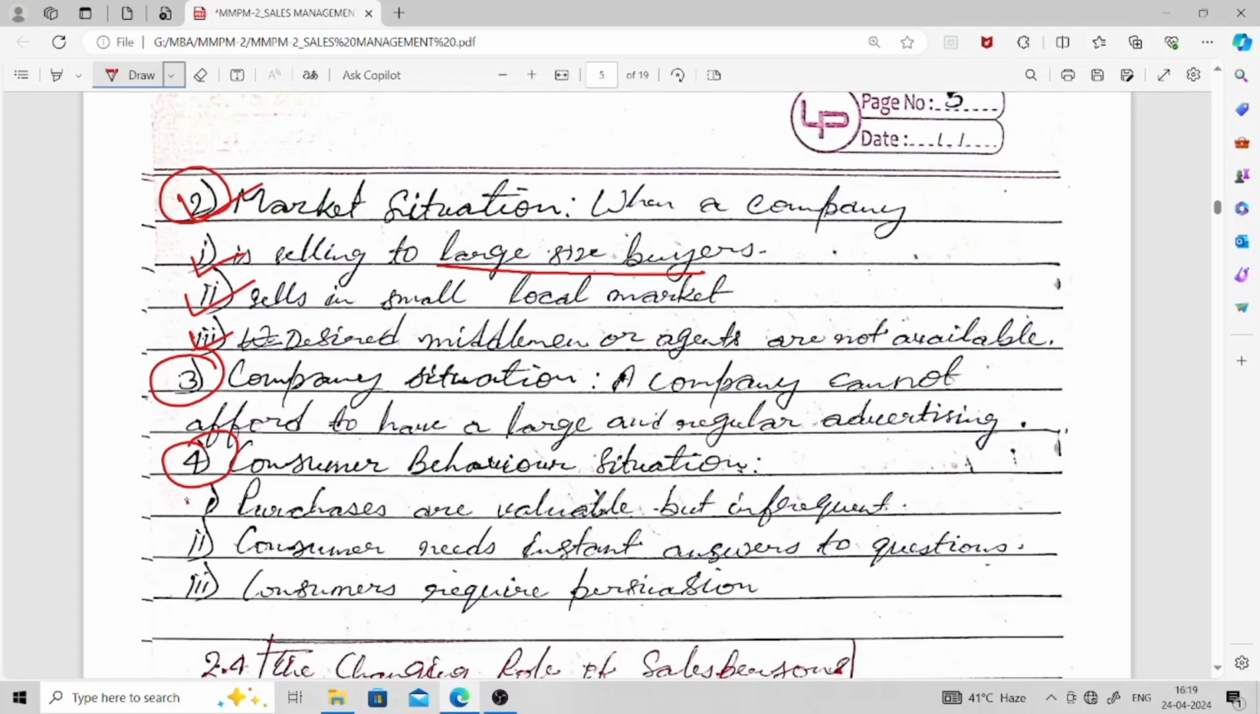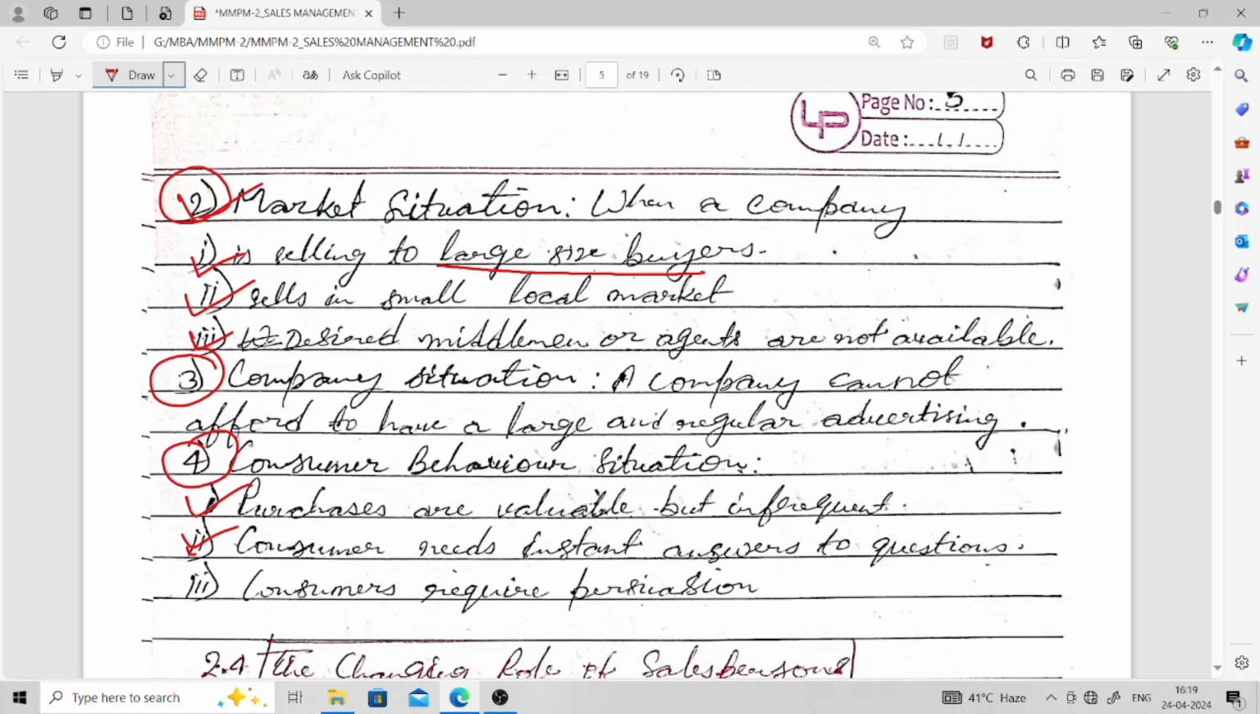Then you have consumer needs. Consumer needs an instant answer to the question. Whenever a consumer wants or needs an instant answer to a question, then personal selling is preferred, because if any question is in the mind of consumers, salespeople can directly give the answer to those questions immediately. So that is very important.